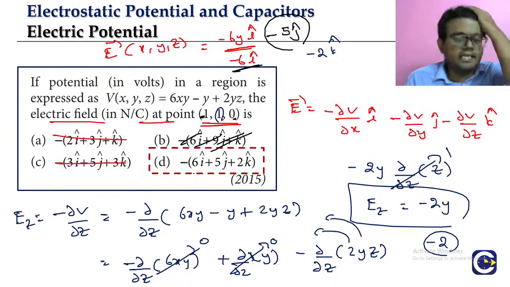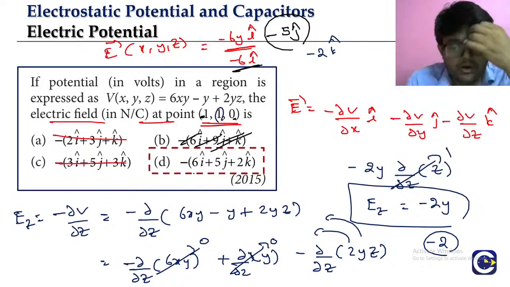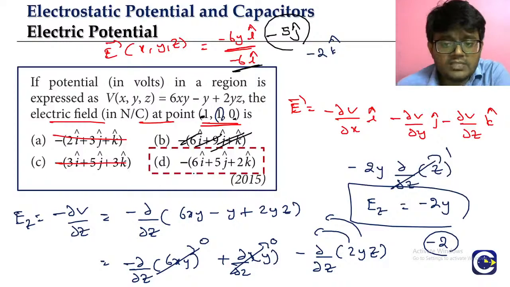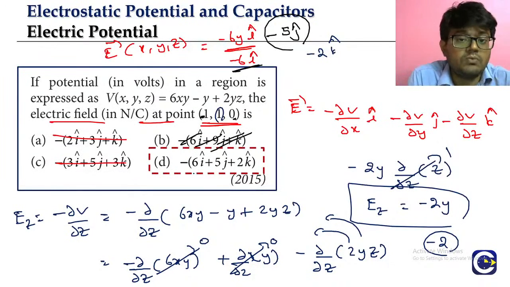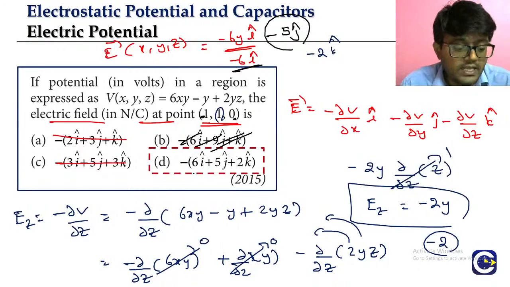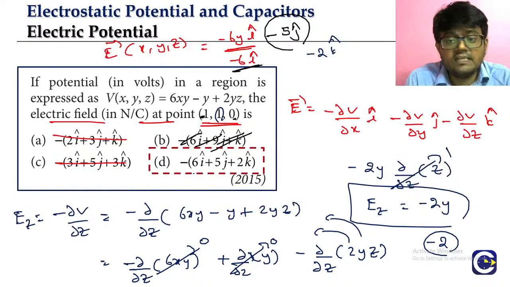So what is this approach called? The gradient formula. We just have to take the partial derivative functions, but with a minus sign. So E bar will be equal to minus dou V by dou x into i cap, instead of saying d we use the word dou, then minus dou V by dou y into j cap, and minus dou V by dou z into k cap. So this is the method to find the electric field when the potential function is given to us.